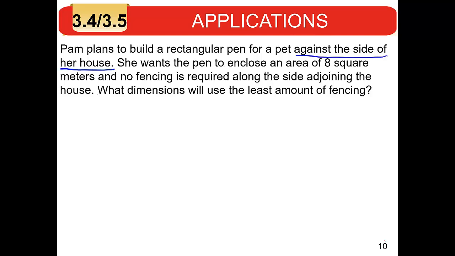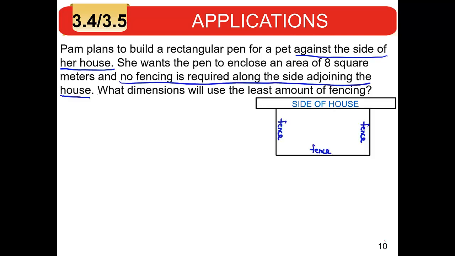First thing, draw a picture. It's built against the side of the house, so you really only need to make a 3-sided fence. You only need fencing material for 3 of the 4 sides because the house blocks the 4th side. You don't need fencing there.